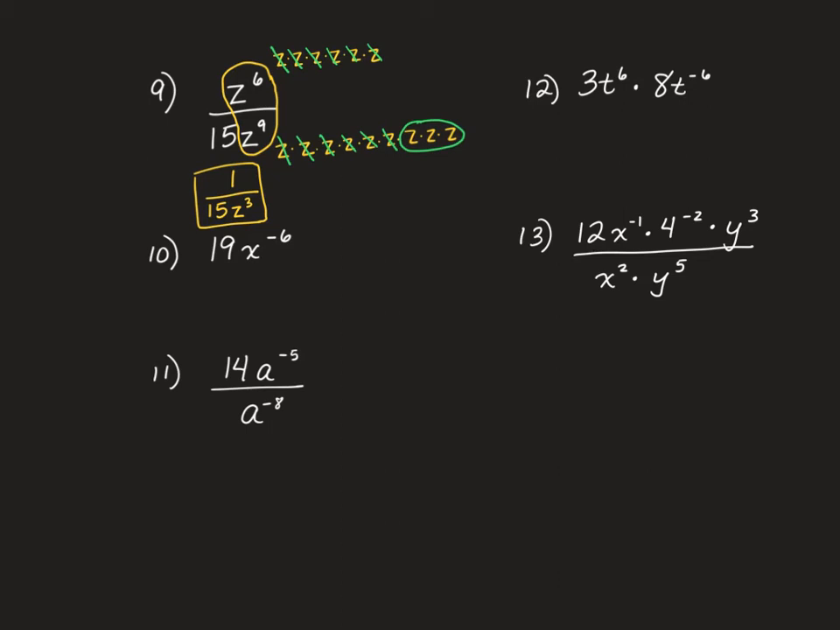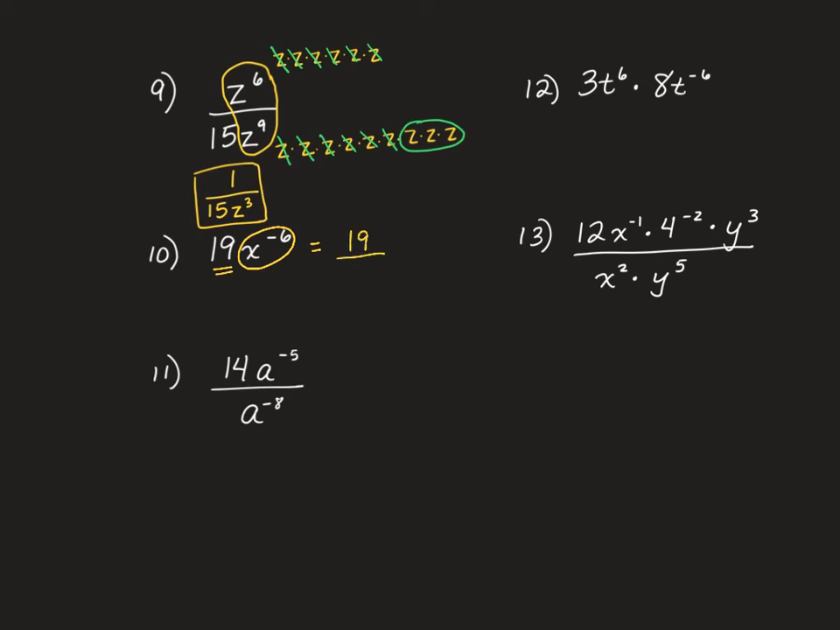On number 10, we have 19x to the negative 6. Remember, we have negative 6 and it only has to do with the part that's right before it, so it doesn't have to do with the 19 unless there were parentheses there. We don't have parentheses, which means that only the x is affected by the negative 6. So that means that the 19 does not get affected.